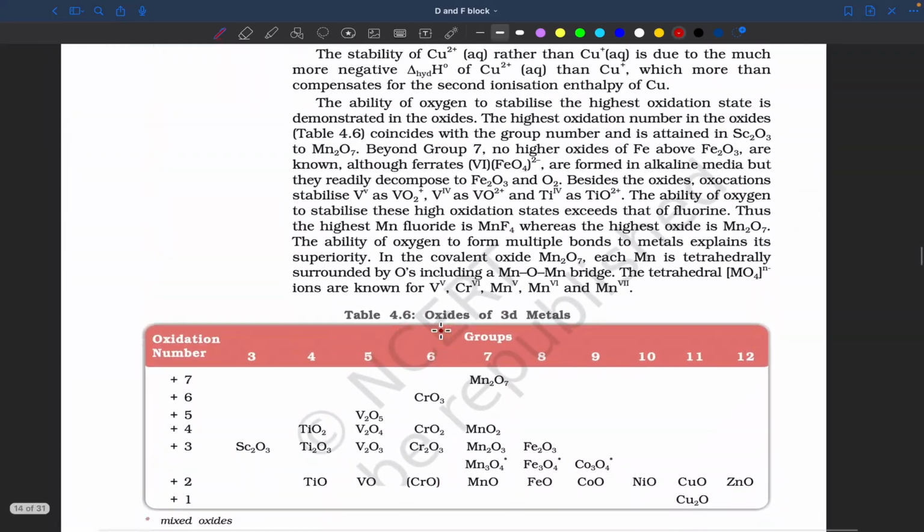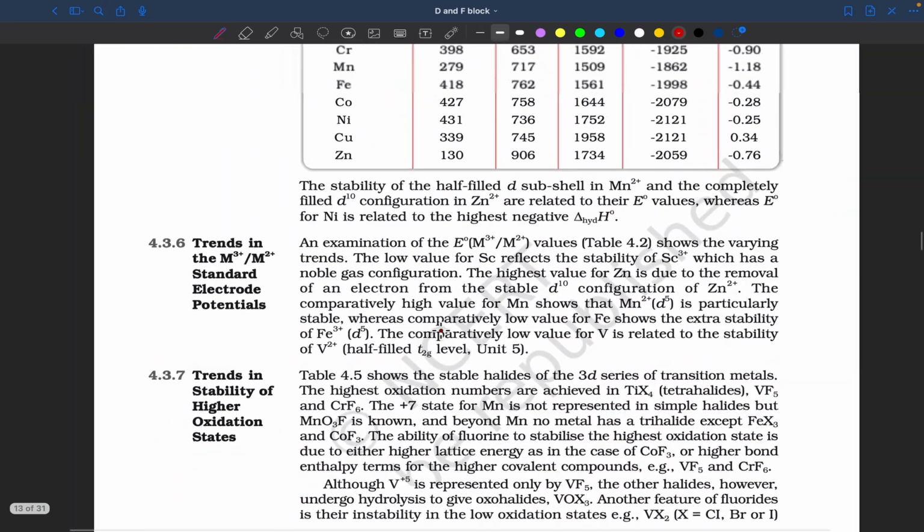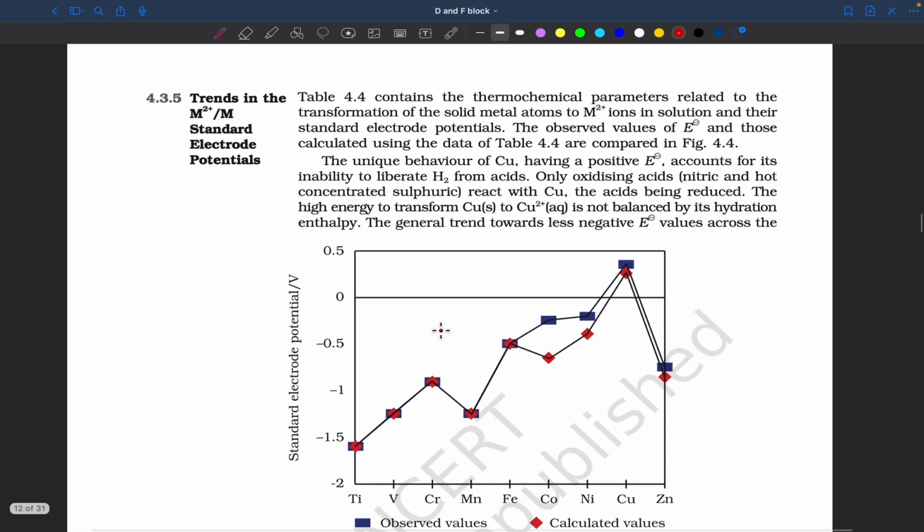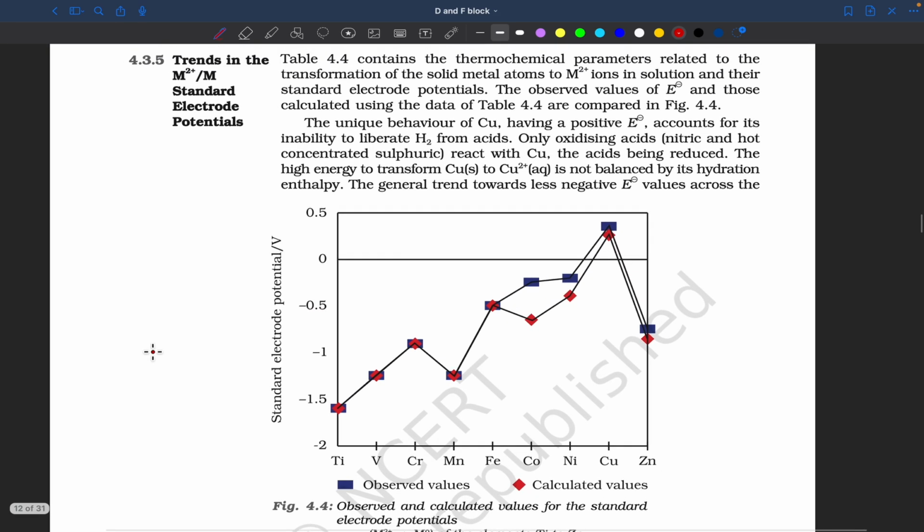So what are we left with? We are left with one more point to be noticed here about this graph, right? So this graph is important. Many times questions have been asked on this. So what do we talk about this graph?